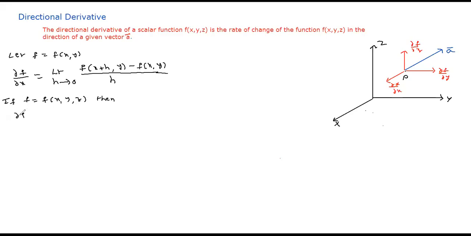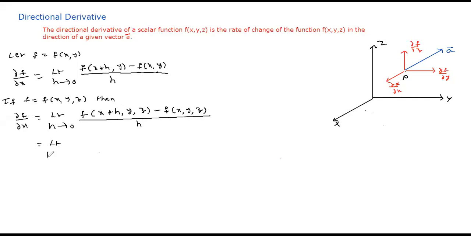Then how do you write down the formula? Dou f by dou x formula: limit h tending to 0, f of (x plus h, y, z) minus f of (x, y, z), whole divided by h. There is no change in y and z. Do you agree? Now, I would like to rewrite this limit form in another way.